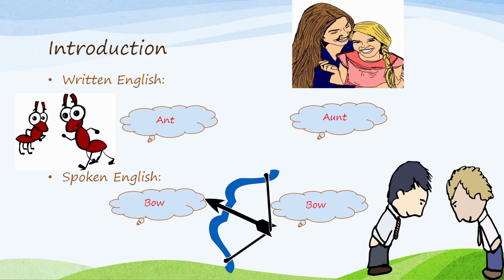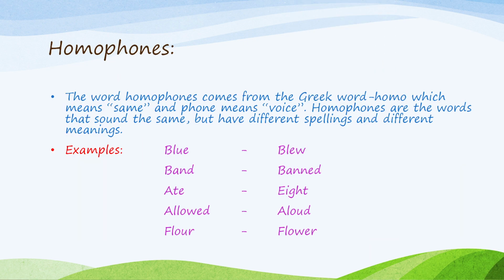As these words cause a lot of confusion, it's well worth spending a few minutes to know the difference between homophones, homonyms and homographs. So let's see how it works out. First let's take homophones. The word homophones comes from the Greek word homo, which means same, and phone means voice.